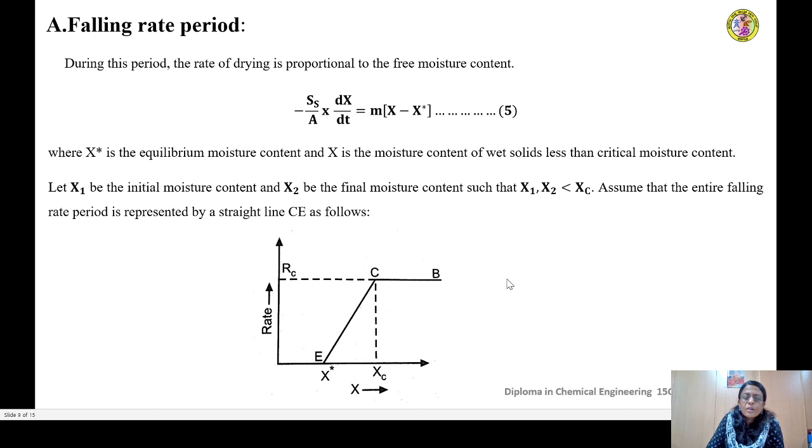If you go back and recall our rate of drying curve, the constant rate period line will be straight and the falling rate period was composed of two periods again. Up to one period we can represent it with a straight line. The remaining portion was a curve. For the present purpose, we can assume that the entire falling rate period can be represented by a straight line CE. E represents the equilibrium moisture content, that is x star, and the starting point C represents the critical moisture content xc.